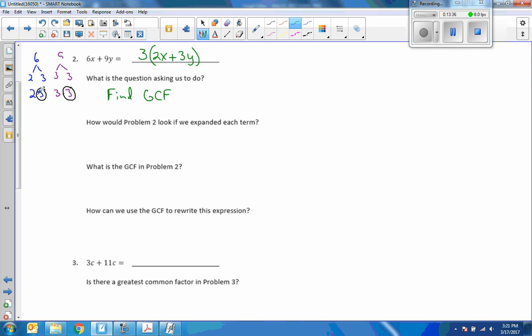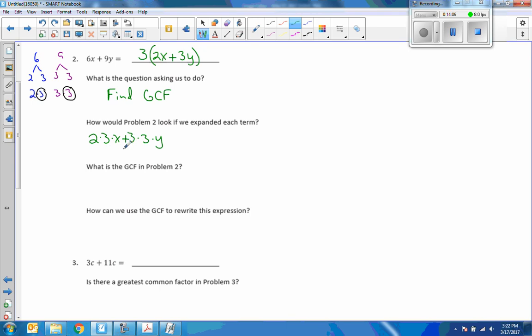So I have already expanded it here, so instead of writing 6x, I would say 2 times 3 times x, and 3 times 3 times y. And we're not multiplying those two, we're multiplying 4. So 2 times 3 times x plus 3 times 3 times 2. What is the GCF in problem 2?